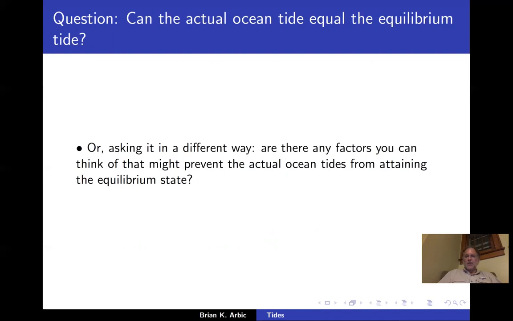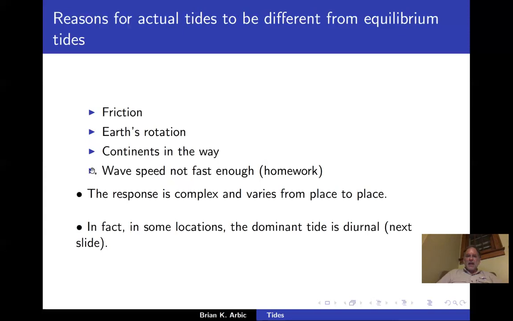One thing you might think of is that the continents are in the way. That simple shape can't just propagate all the way around the Earth, because not all of the Earth is ocean. You have oceans and then you have continents, and that shape cannot just flow over the continents. There's no ocean there. So that's one thing: the continents are in the way. But there are other things.